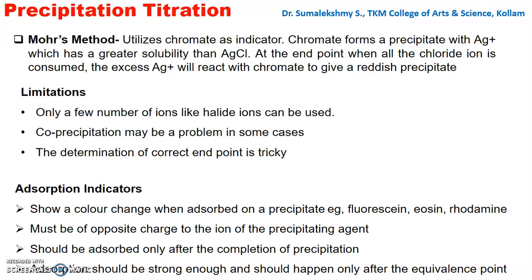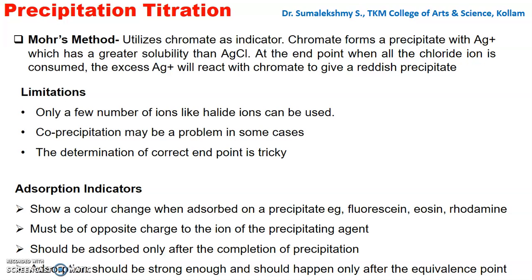There are a lot of limitations for precipitation titrations. We cannot use any number of ions. This titration is limited to a few ions like halides, and sometimes co-precipitation may occur, and the determination of endpoint is tricky since most of the precipitation titrations use adsorption indicators. Then the determination of endpoint will not be very straightforward.